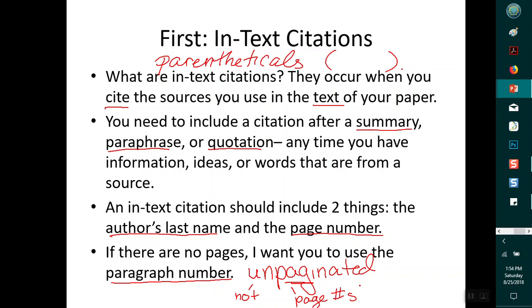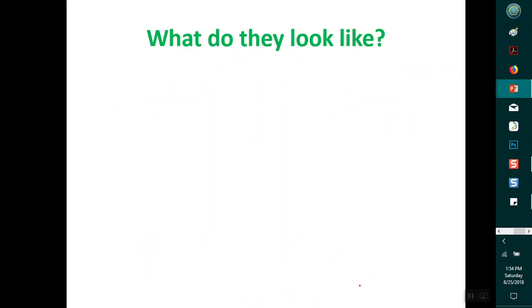The second reason is that I want to be able to go into your research and find your quotation or your paraphrase or your summary. And it's really hard for me to do that if you have a website that's unpaginated, has no page numbers. Let's say it's 30 paragraphs long. If I don't know where it is, it's going to take me quite a long time. So for me to double check your research, I need to have that in there.